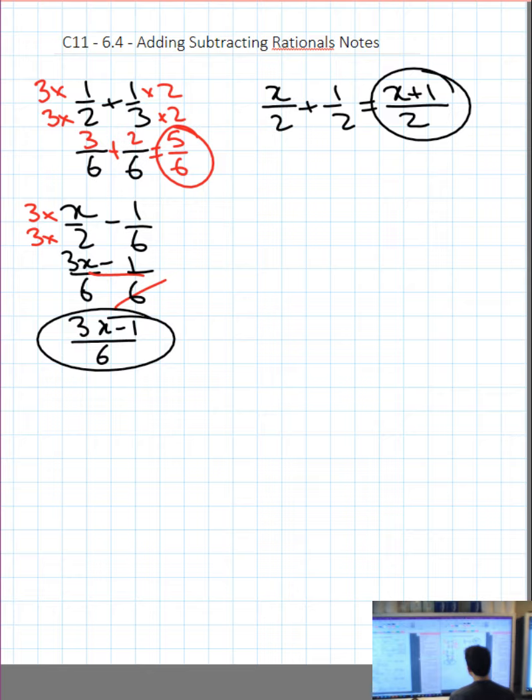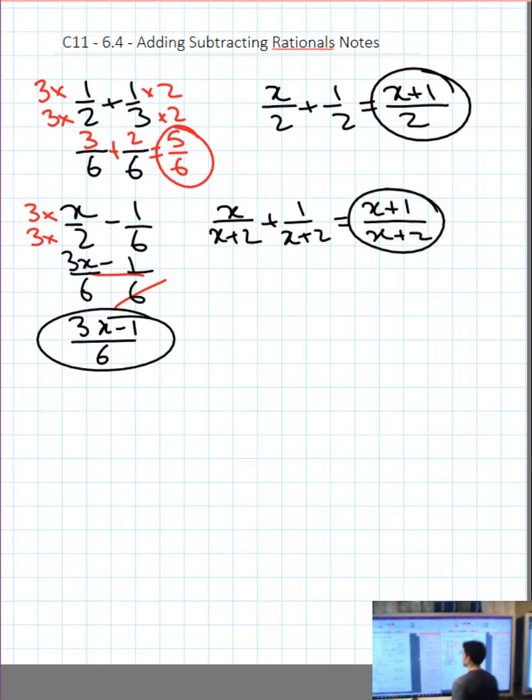Okay, so I'm running out of space, so I'm gonna go a little bit to the right. Keep in mind, you're gonna go down in the notes, but let's go for it. So let's take x over x plus 2, and then plus 1 over x plus 2. We have an LCD of x plus 2, so that's the LCD. And we can simply add the tops, x plus 1. Circle your answer.